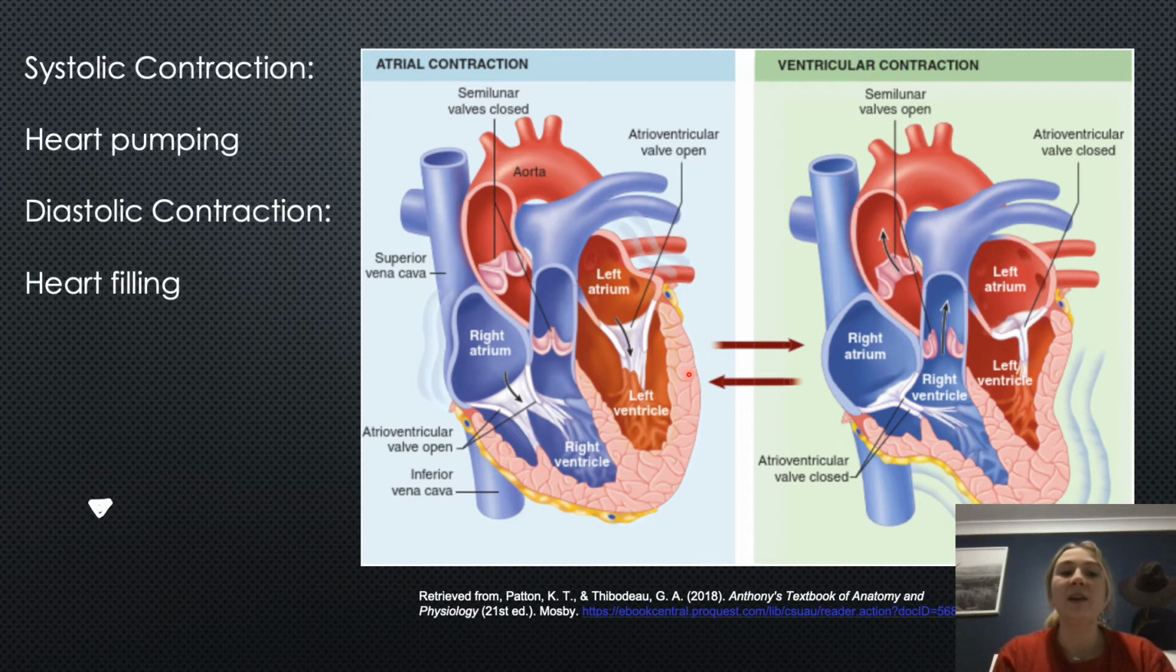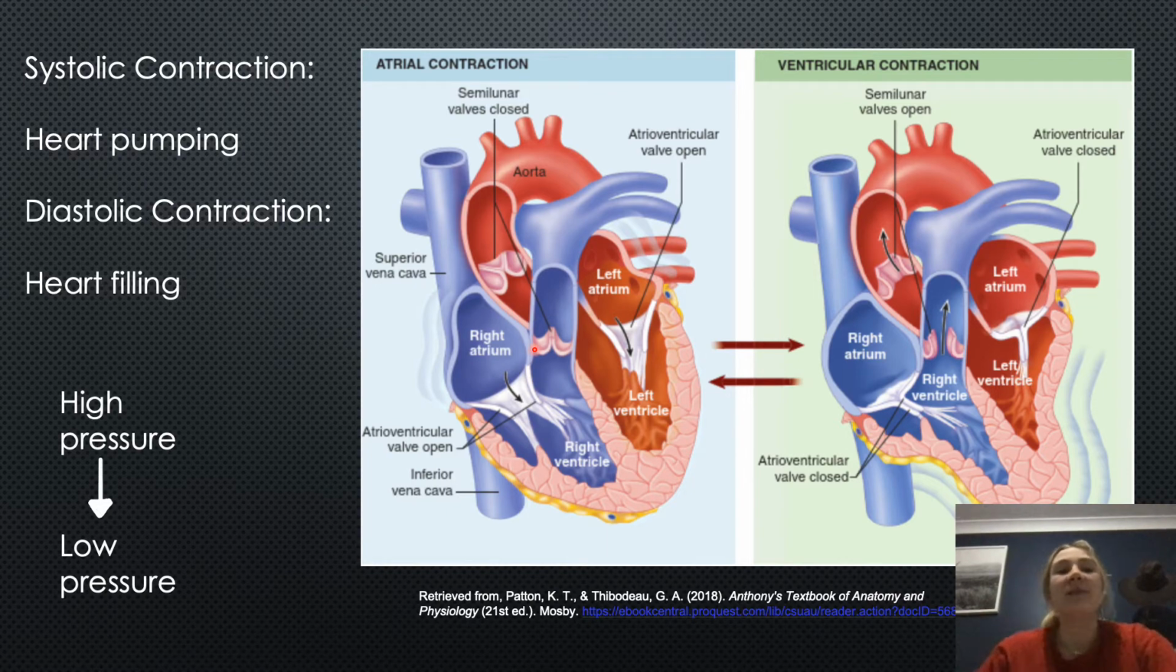Now, within these different types of contractions, we have subcontractions. So we have systolic contractions and diastolic contractions. So on this left side of the diagram, we have the atriums performing a systolic contraction. So they're pumping the blood into the ventricles. The ventricles are now performing a diastolic contraction, so they're filling with the blood. On the contrary, on the other side, we have the ventricles performing a systolic contraction and the atriums performing a diastolic contraction.